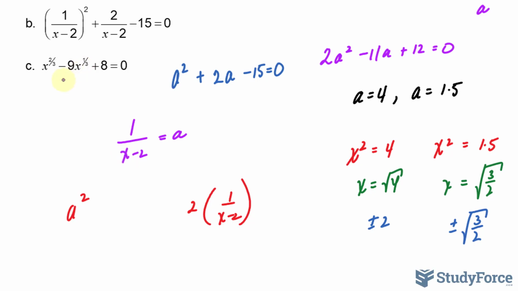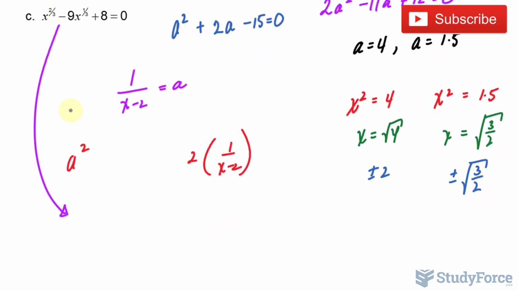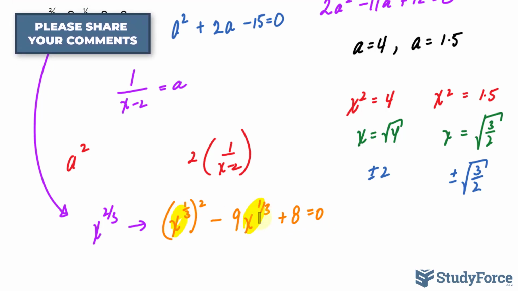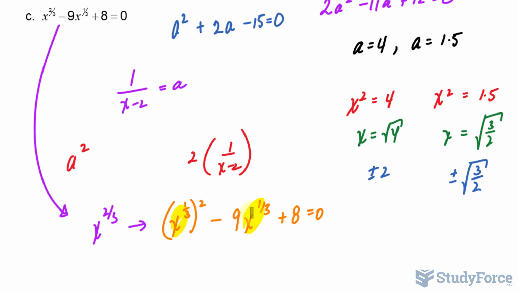For question C, this requires a little bit of knowledge of exponent laws. We can separate x to the power of 2 over 3 into x to the power of 1 over 3 raised to the power of 2. This is the same thing as 2 over 3. And I'll leave that one the way it is. So I have minus 9 x to the power of a third plus 8 is equal to 0. This can be replaced with the letter a again, and you can use the same technique to find out what x is. And there you have it.